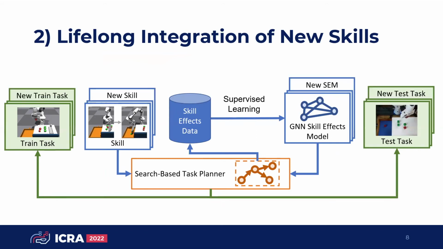Over time, new trained tasks and new skills are added, and we use the previously learned skill effect models to plan on these new trained tasks, and we collect data for the newly added skills, which is again added to the skill effect data. We train the new skill models with this newly collected data and use them together with the previous effect models to plan on new test tasks.